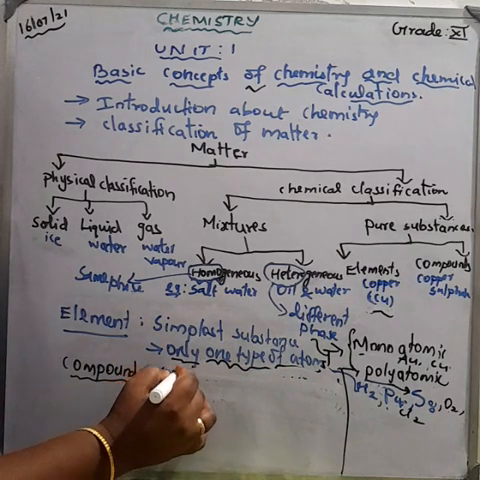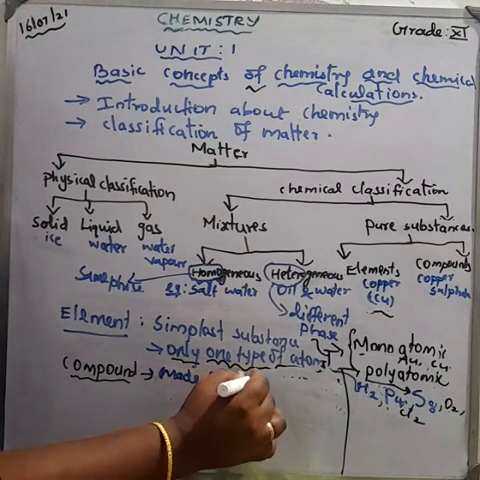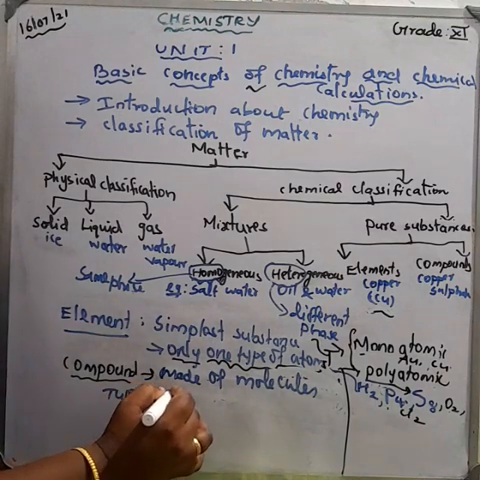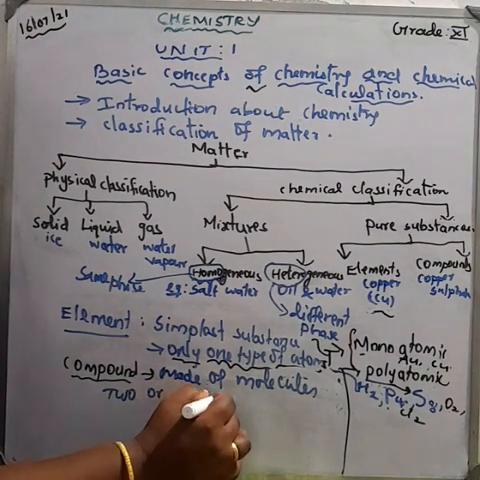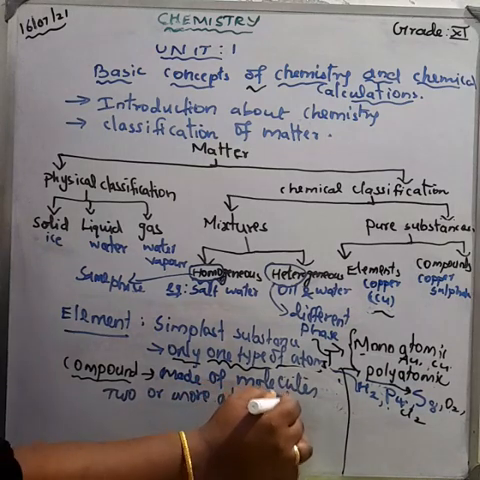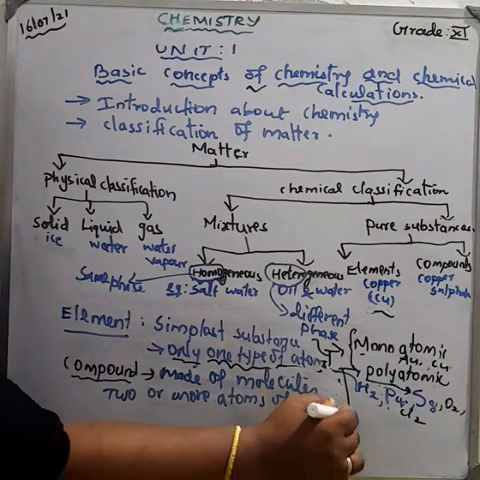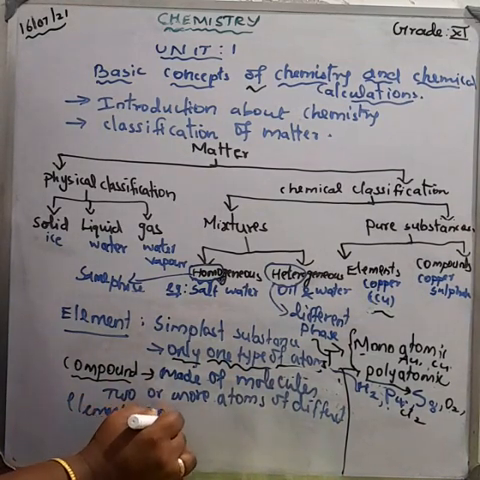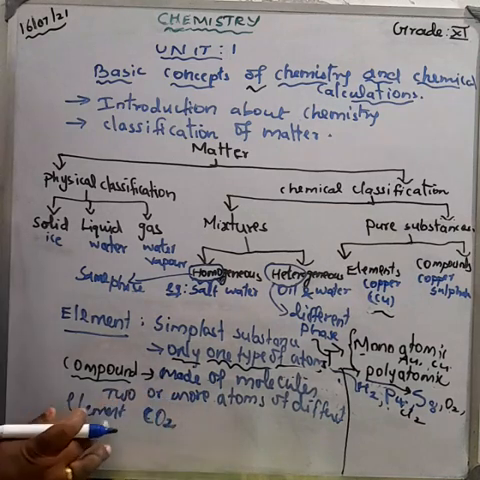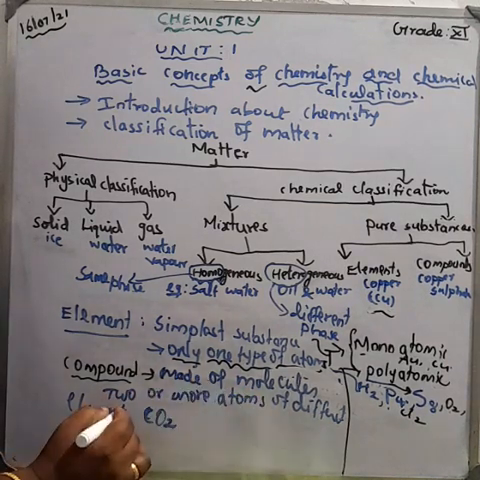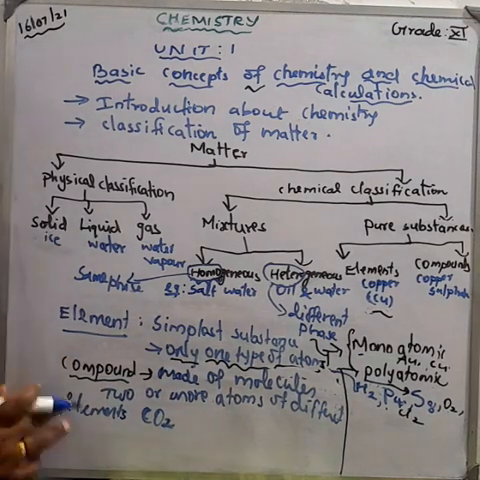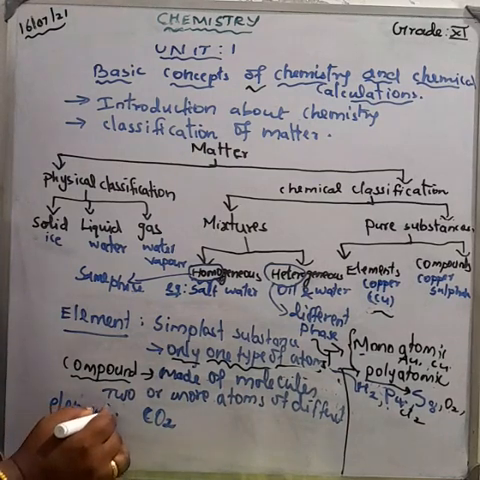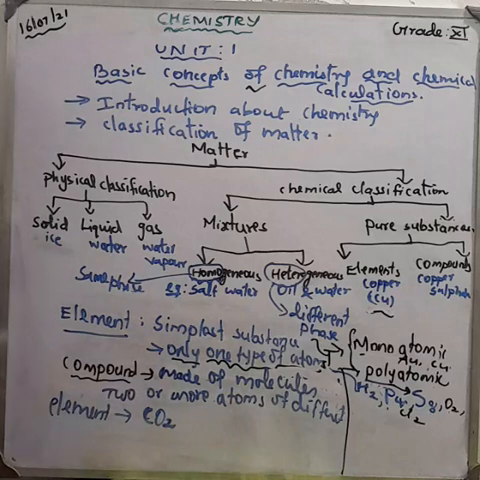Compound means it is made up of molecules which contain two or more atoms of different elements. For example, carbon dioxide, CO2. CO2 is one of the compounds. So a compound means two or more atoms of different elements combined to form the compound. Understood? CO2 we can otherwise call a molecule.